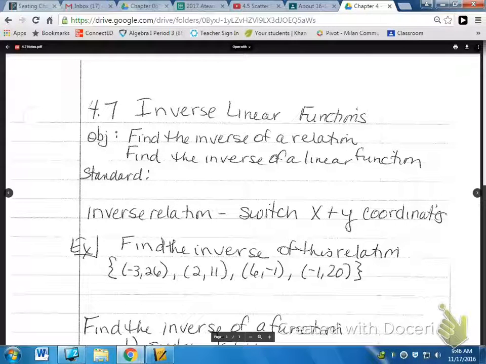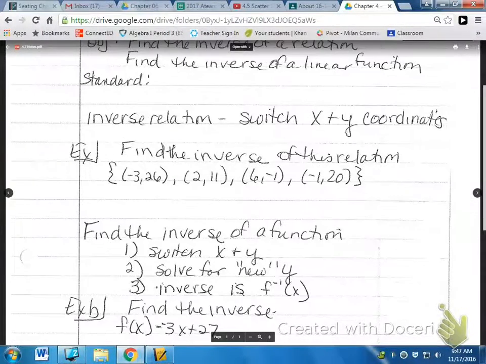Lesson 4-7, inverse linear functions. Our objective today would be to find the inverse of a relation and also to find the inverse of a linear function. So inverse is exact opposite. Inverse of a relation, you literally switch the x and y coordinates.